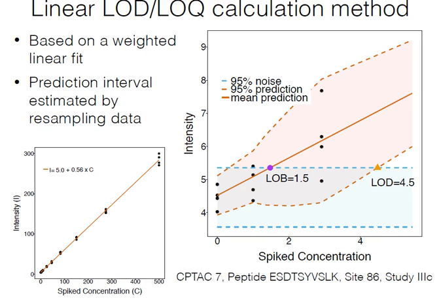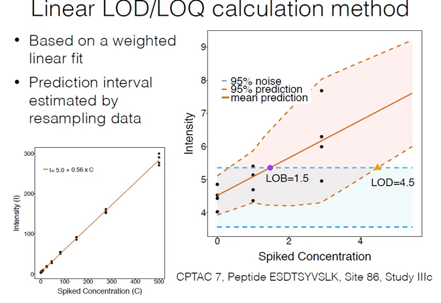So I'll start by showing just a very basic example. This comes from the CPTAC 7 study. I'll talk about where you can get this data online afterwards. Here you see that you have a very nice linear response. This is the overall view for all the concentration spikes between 0 and 500.